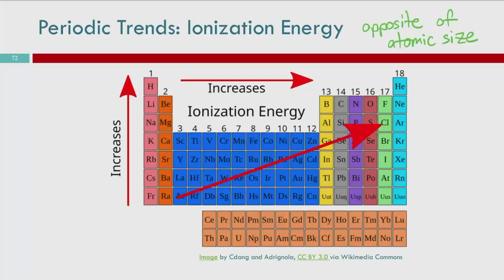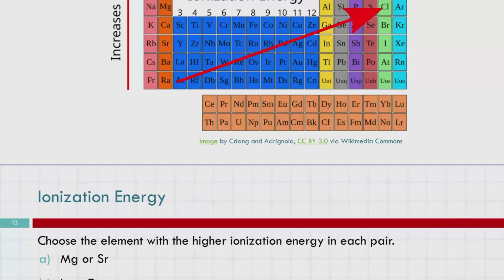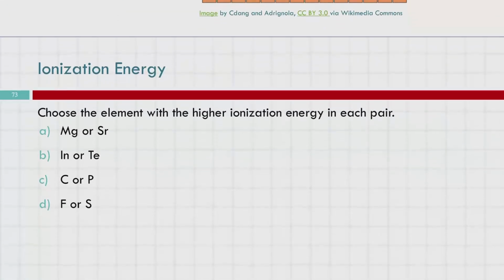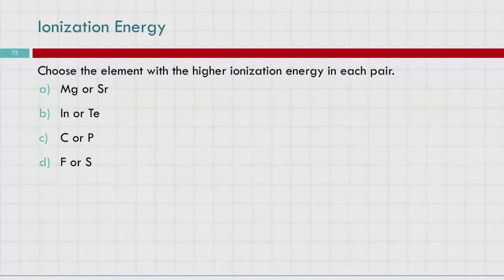So if you want to know the why, we talked about the why. If you just want to memorize it, there you go. And now let's do some examples. We want to choose the element with the higher ionization energy in each pair.